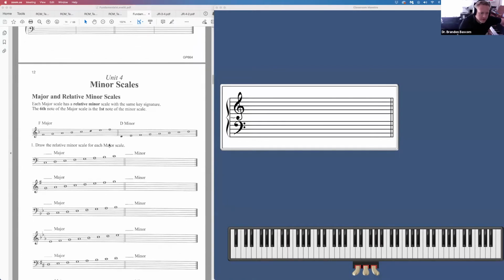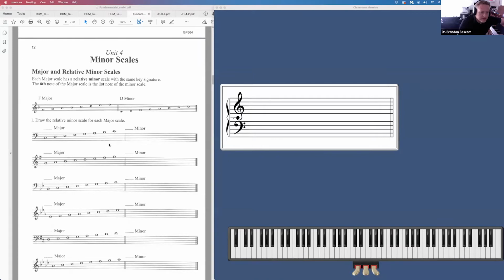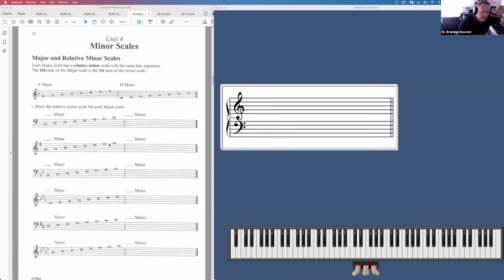Unit 4, a review of our minor scales and the different ways that we find them. On page 12, we're finding them by going 3 half steps down to the left or 6 notes up in our major scale to find our relative minor key note. So we have C major, we're going to have A minor, because we're going to go C, 1, 2, 3, down to get our A, or we'll go up to our 6th note of our scale and also get A.